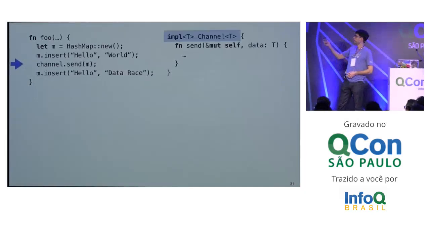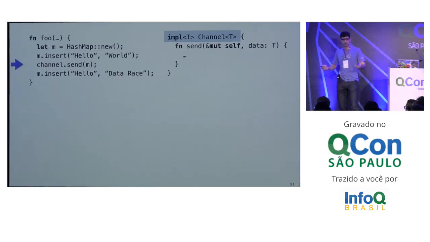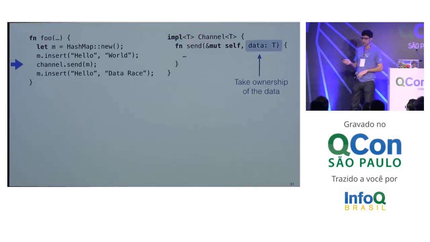So just a brief detour. You first begin with this impl, which stands for implementation, and you can then add methods to a type. So here we're adding methods to the type Channel of T. So T is whatever kind of data goes over this channel. It could be anything. And if you look at the argument to the send method, you see that it just has T. That means I want to own the value T. I want unique access to that data. Nobody else can use it.